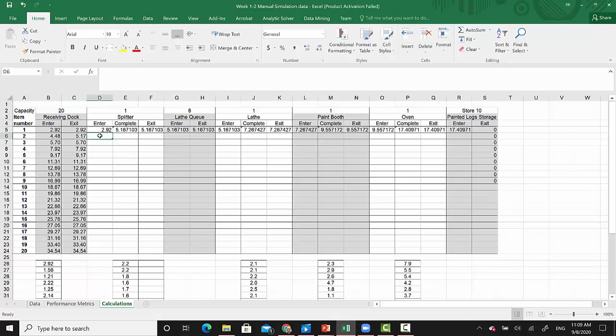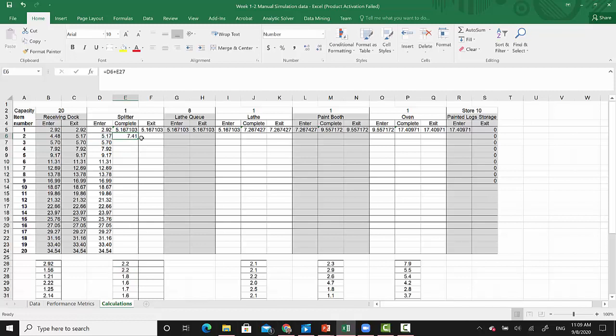Okay, now moving here. The enter time is always equal to the exit time. This one is true for all of them. So double click and the formula will be copied. And we check it. Correct. Now the complete time is always the entering time plus its processing time.